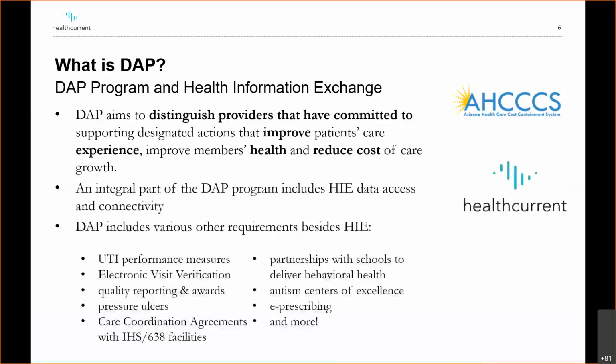So getting into the DAP Basics, what is the DAP program? Most of you in the past have had some form of DAP requirements, the Differential Adjusted Payment Program, in the past. So this year, if you are on this webinar, you likely have an HIE component to that.